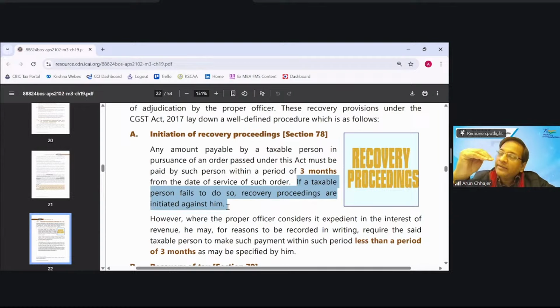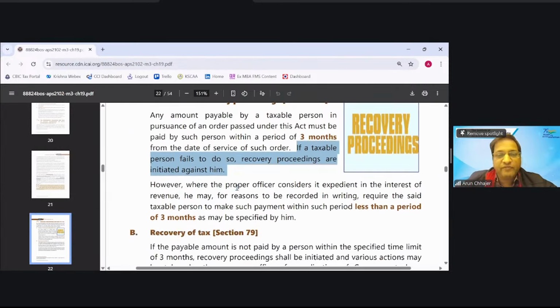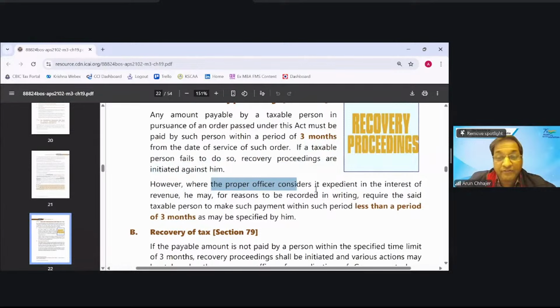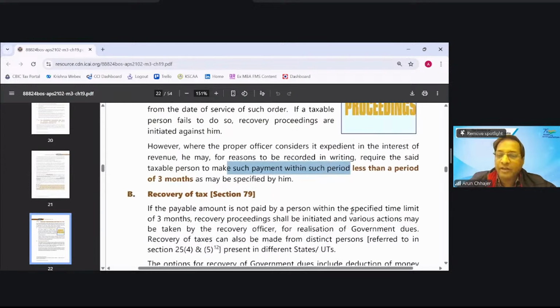इसका मतलब ये हुआ कि 3 महीने का तो टाइम है ऑफिसर के ऑर्डर के अगेंस्ट में अपील फाइल करने का. टैक्स पेयर can file the appeal. तो 3 महीने तक तुम रिकवरी कर ही नहीं सकते आइडियली. Therefore intentionally this time is capped as 3 months. If a taxpayer failed to do so, the recovery proceeding. However, when the proper officer consider it expedient in the interest of the revenue, he may, for the reason to be recorded in writing, require the taxable person to make the payment within such period less than a period of 3 months as specified.